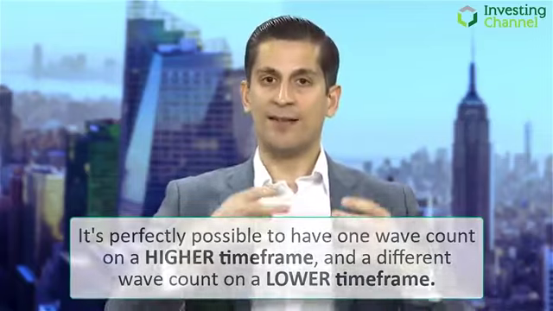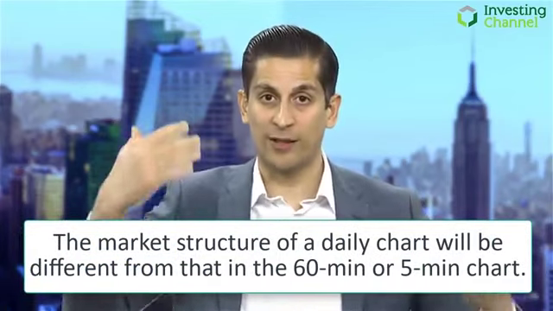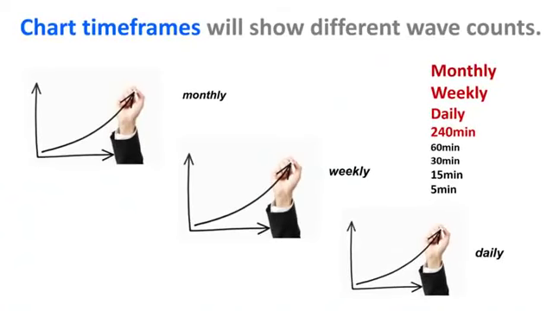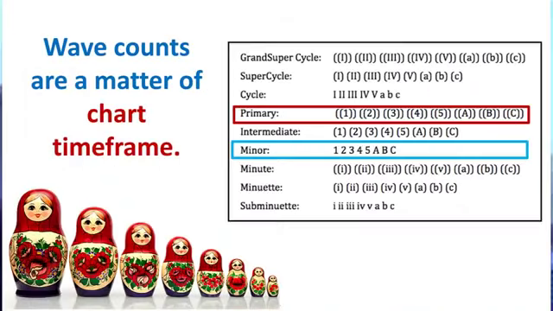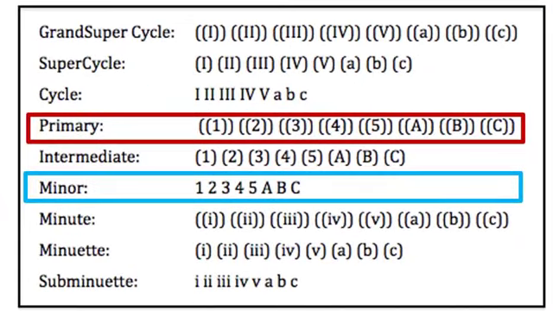For example, the structure of the chart on a daily chart will no doubt be different from what you see on an hourly or 5-minute chart. Why? Because different time frames have different market structures. So always remember that different time frames will give you different price structure and therefore different wave counts. It's perfectly possible to have a correction on a higher time frame, but a much more destructive downtrend on a lower time frame.